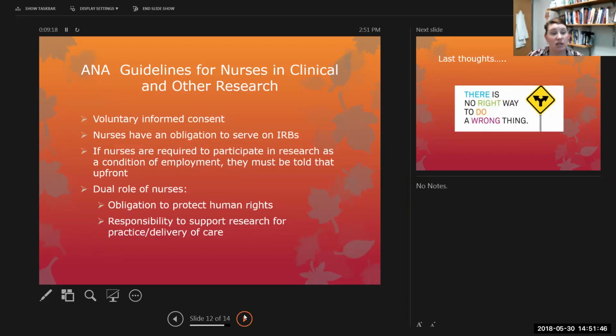We also, as nurses, have voluntary informed consent. We have an obligation to serve on IRBs and to be a part of that process of making sure that our test subjects are being treated fairly. If nurses are required to participate in research as a condition of employment, they need to be told that up front. And then nurses have a dual role on that board of the obligation to protect our human rights and the responsibility to also protect and support research, that we promote evidence-based practice and growth in our practice and delivery of care.